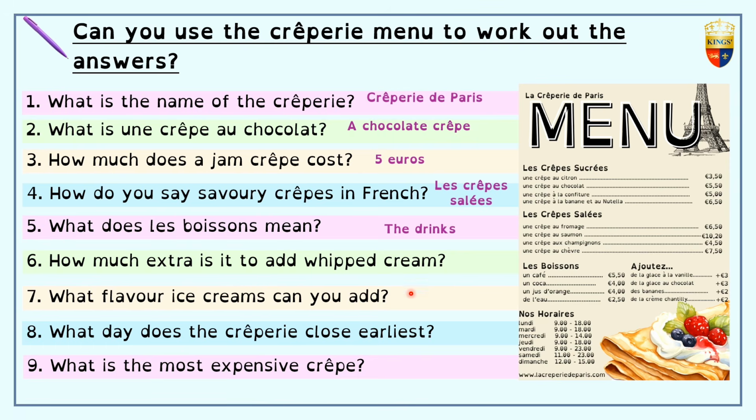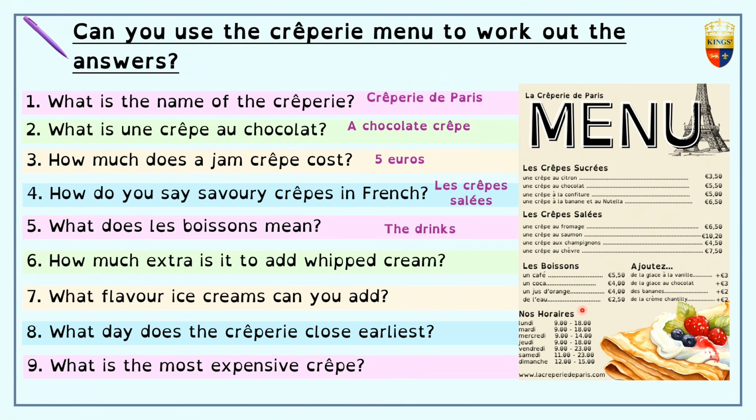How much extra is it to add whipped cream? Let's look at the ajouter, which we learnt last week means add. You can add a bunch of things, but what we're looking for is whipped cream. We can guess that cream is this one at the bottom, crème, because it looks quite similar.